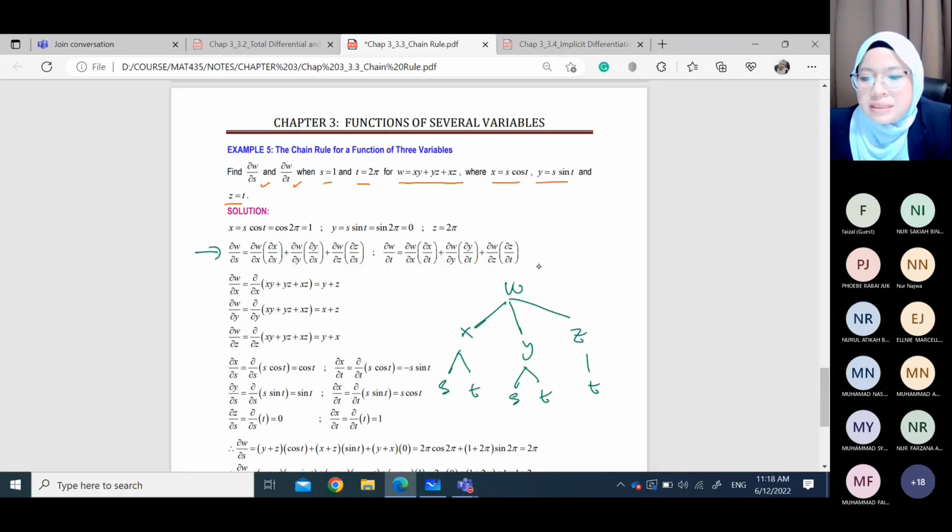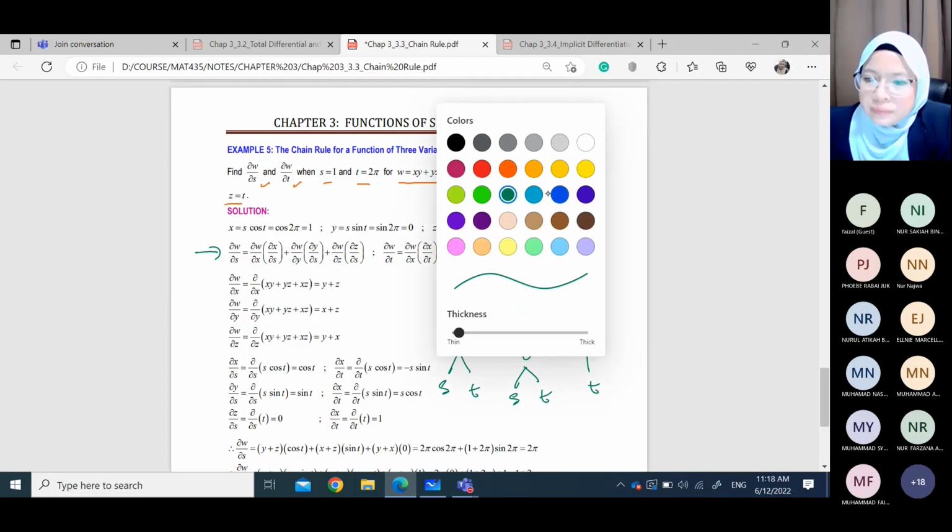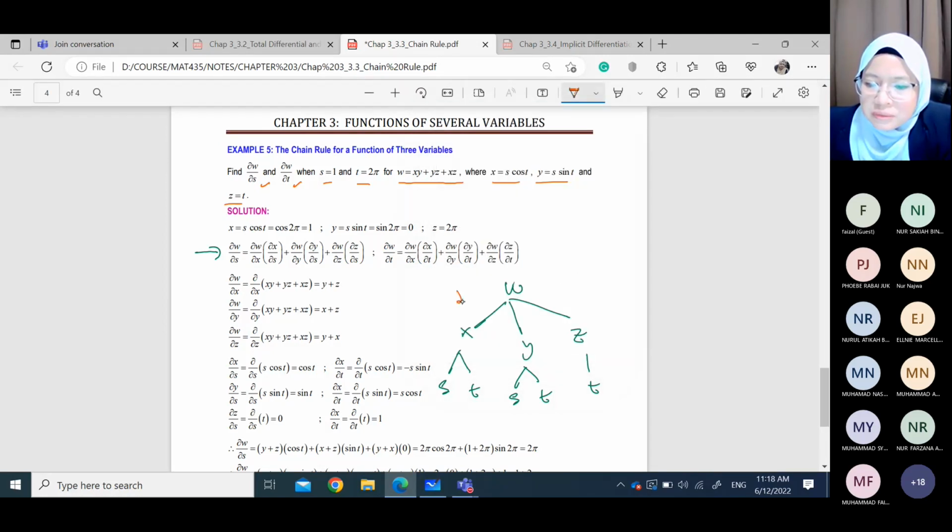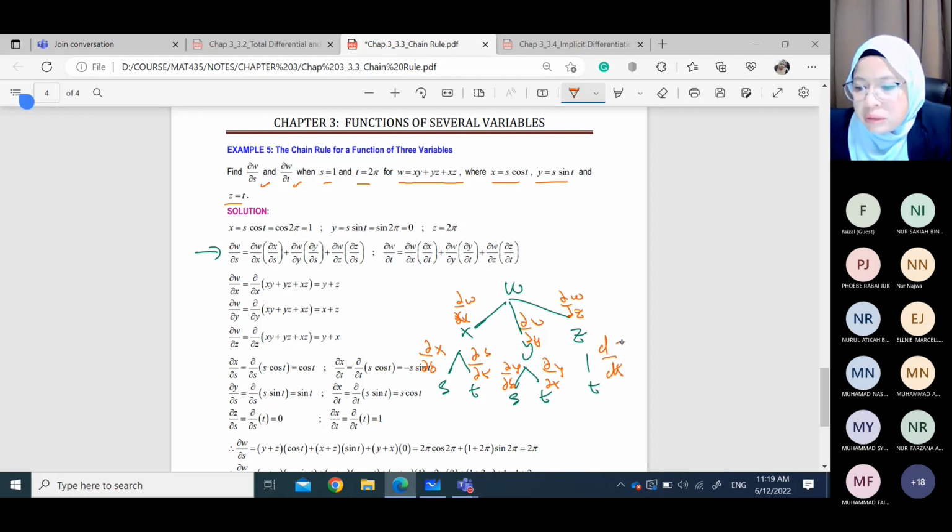Okay, right. So how to formulate chain rule for this case? So macam biasalah, you differentiate. For the first level, we differentiate respect to X, Y, and Z on W. Kat sini, Y on W, and the last one, differentiate respect to Z on W. And the next level, we differentiate respect to S on X, and we differentiate respect to T on X. And in the middle side here, we differentiate respect to S on Y, and we differentiate respect to T on Y. And the last one, we differentiate respect to T on Z. Okay, right, so this is the formula.